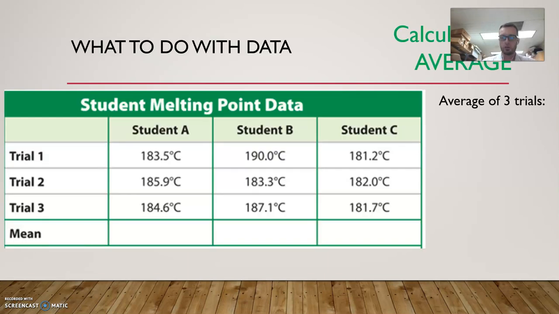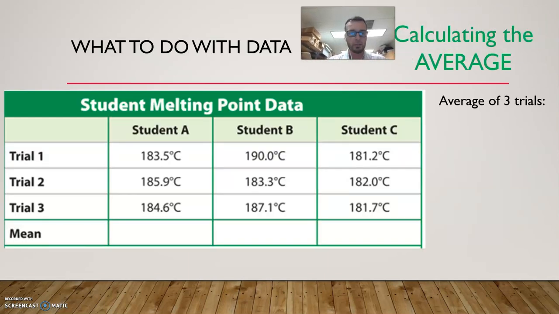So what can we do with data? Well, let's take a look at a sample. Some students are finding the melting point of alien titanium. I don't know, something fun. And we see we have 3 students. We have student A, student B, and student C. These 3 students are taking some data, and they did 3 trials.